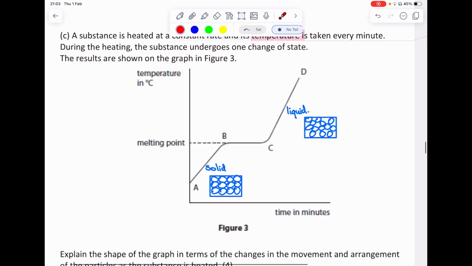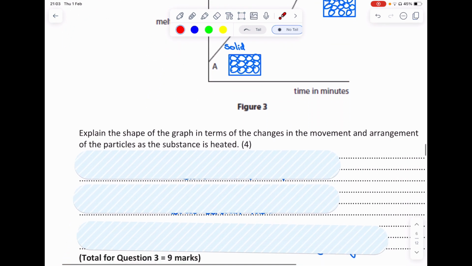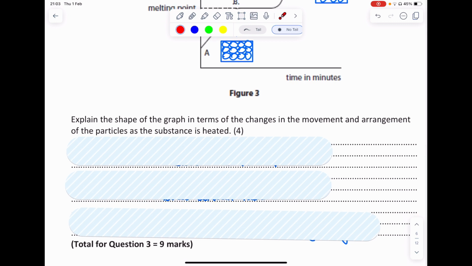So to help me think about this, I've drawn the arrangement of particles in a solid state, so they're packed together in rows, and all they can do is vibrate in terms of movement. And then I've got my liquid state, so my particles are more randomly arranged. There is space between the particles and the particles are able to move past each other in the liquid state. So in terms of my answer, there are 4 marks available, so let's look at the stages.